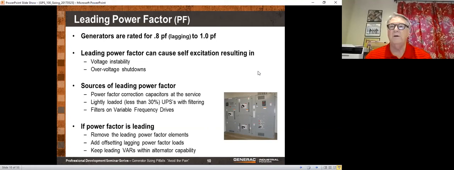Leading power factor: generators don't like leading power factor. Suffice it to say that when you're trying to push VARs into a generator, it's going to have to reduce its excitation, the magnet that basically rotates and creates your output voltage. And the more leading VARs you have, the more you're going to reduce that, and eventually you're going to get to the point where you don't have enough magnetization, enough excitation in that rotor to keep the generator stable, and the generator is going to go unstable. So in general, we want to keep capacitors off of standby generators if possible.